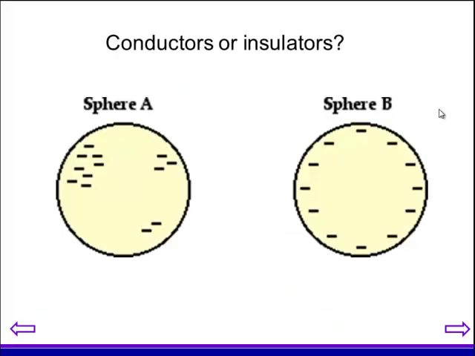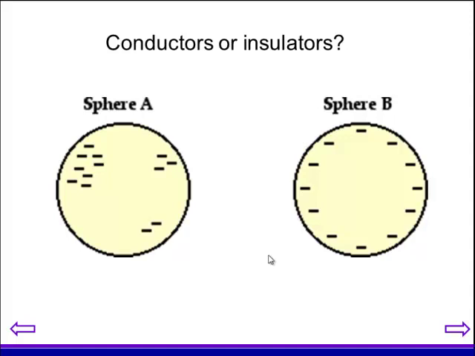So with that thinking, what is a conductor and what is an insulator? Pause for a moment. Think. Clearly, sphere A must be an insulator because the electrons are unable to distribute themselves evenly around the sphere, while sphere B shows the electrons trying to be as far apart from each other as possible, and that means they're able to move around, and that means that sphere B is a conductor.